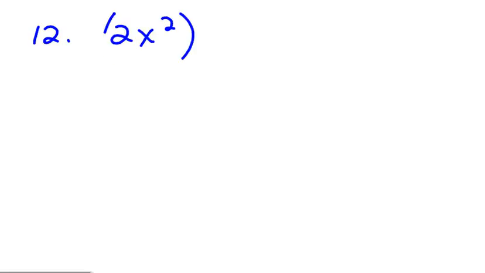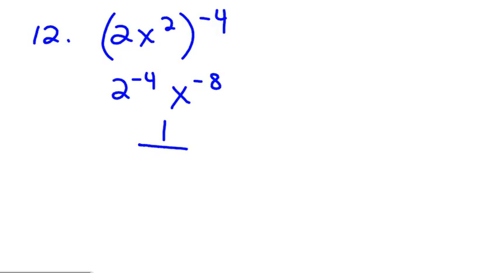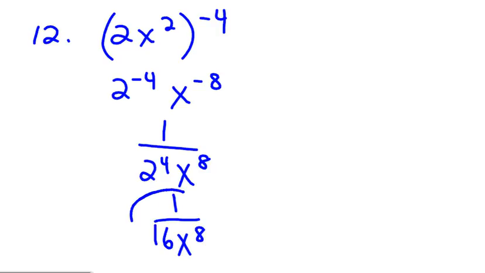2x squared raised to the negative 4th power. So I'm going to apply the power property first. So everything in parentheses has to be raised to that power. So I get 2 to the negative 4 and x to the negative 8, because the power property says multiply the exponents. Now I obviously have two negative exponents, so I flip them to the bottom. 1 over 2 to the 4th, x to the 8th. Now I just have to find out what 2 to the 4th is. Is it 16? Yeah. So we have 1 over 16 x to the 8th.